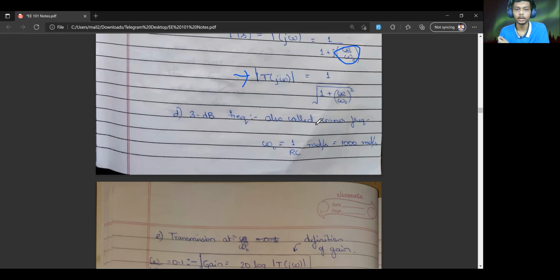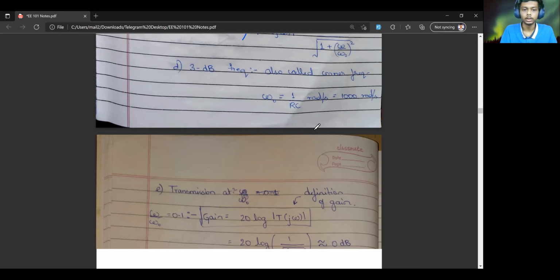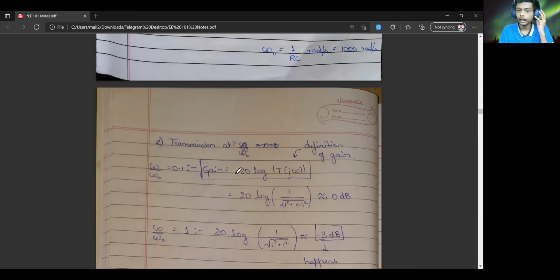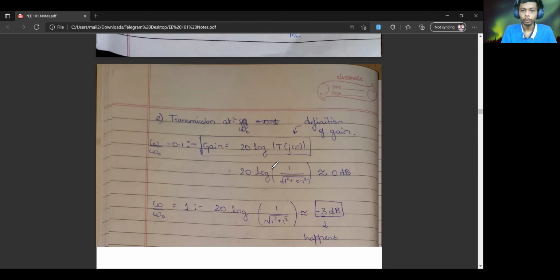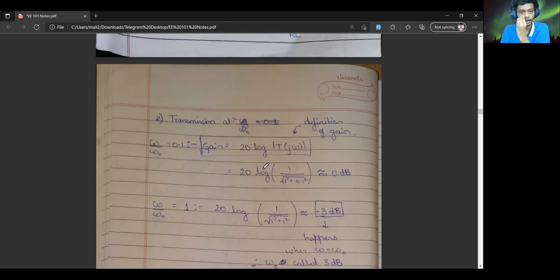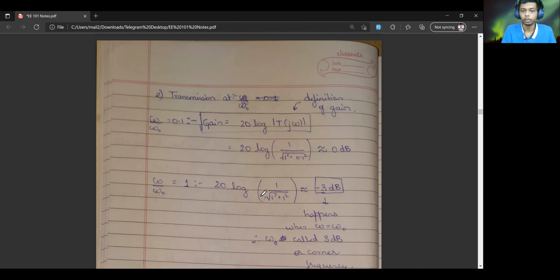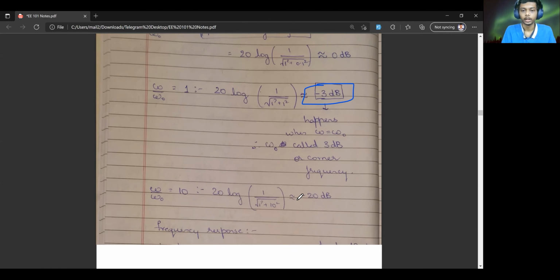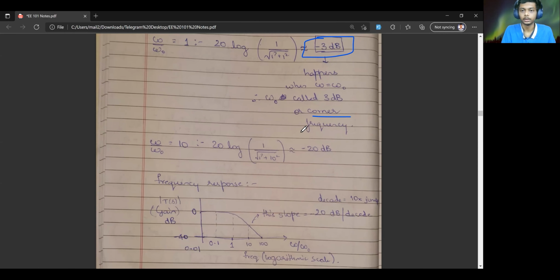Why is it called the 3 dB frequency? We'll see here. Because we define gain as 20 log of the magnitude of the transfer function. So when we have omega by omega naught equal to 1, or in other words, when omega equals omega naught, you get the gain as minus 3 decibels. So that is the reason why you call omega naught the minus 3 dB frequency. It is also called the corner frequency.